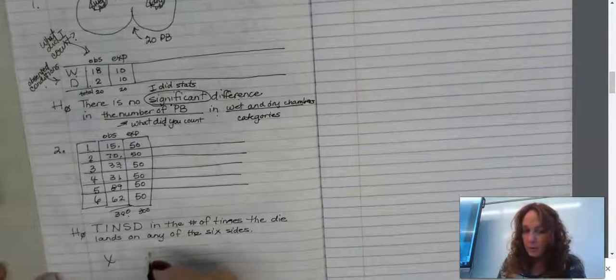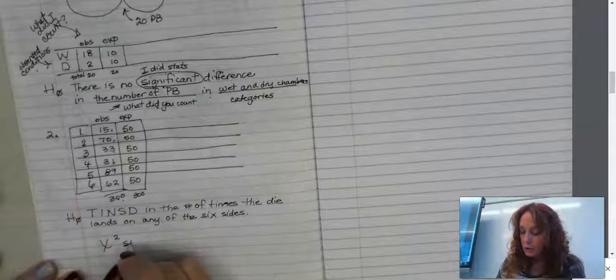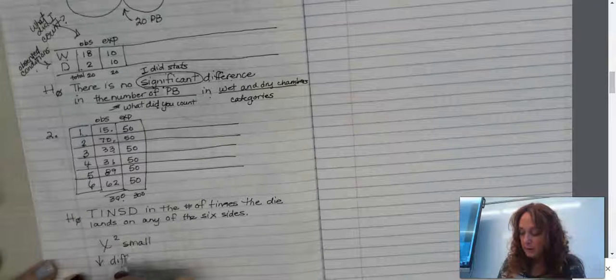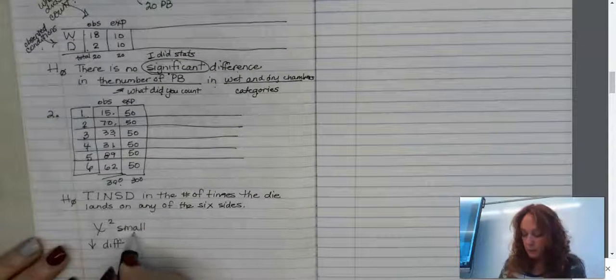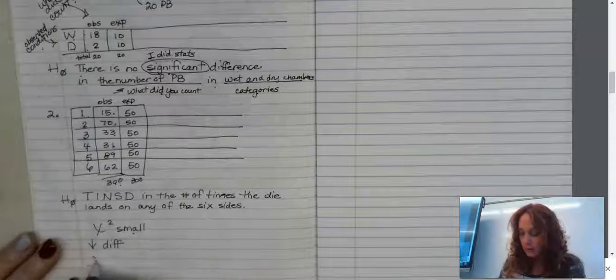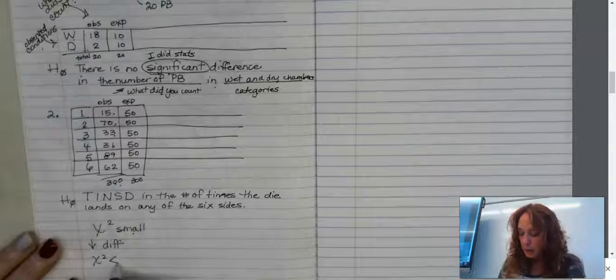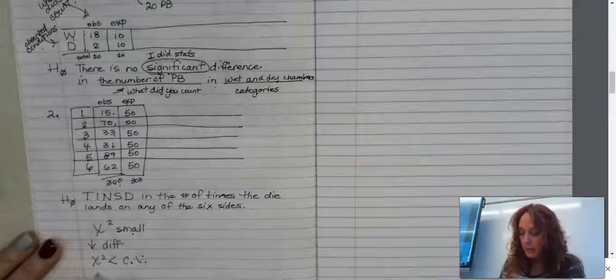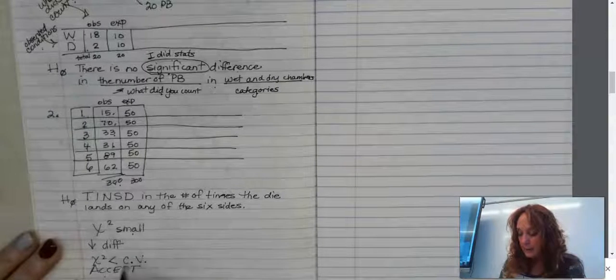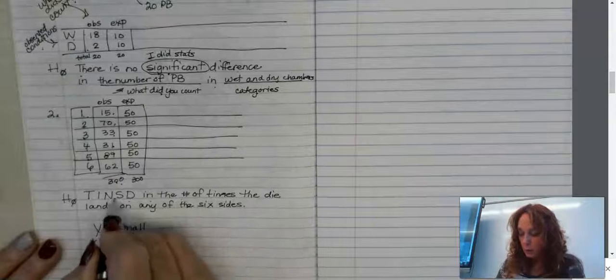If your chi-square value is small, which means you have small differences, it also means you're going to have a chi-square that's lower than the cutoff, which is the critical value. And at that point, you're going to accept that there is no difference. So you accept the null.